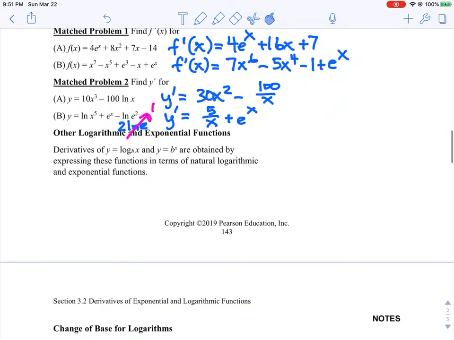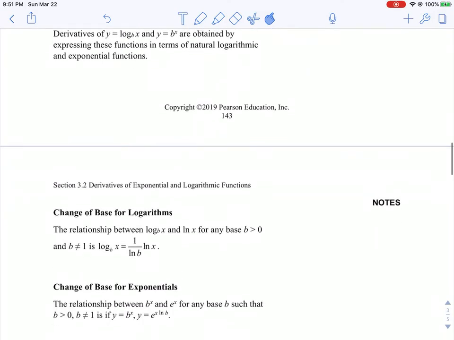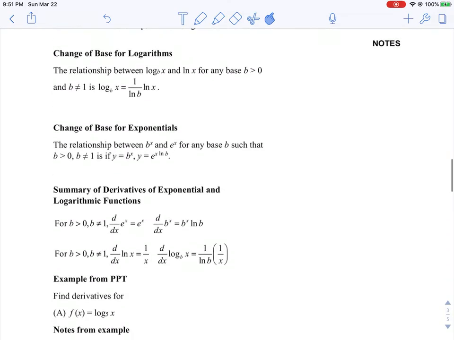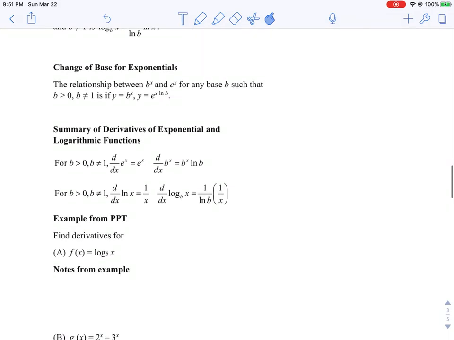Okay, other logarithmic and exponential functions. Now we're going to have anything other than a base of e. You can read up on how they are derived by using the change of base for logarithms and change of base for exponentials. So we'll go back over and just recall. Derivative of e to the x is e to the x. Derivative of natural log of x is 1 over x.